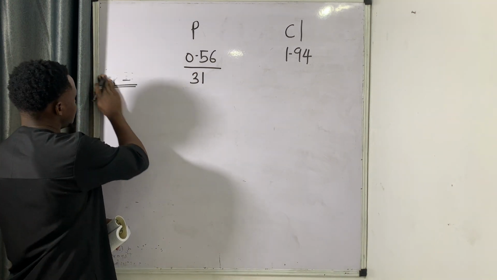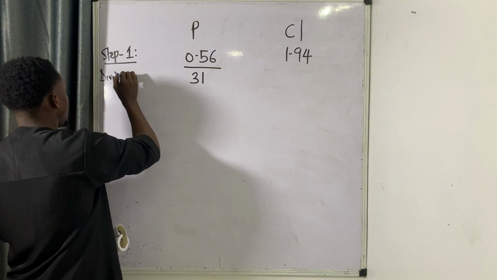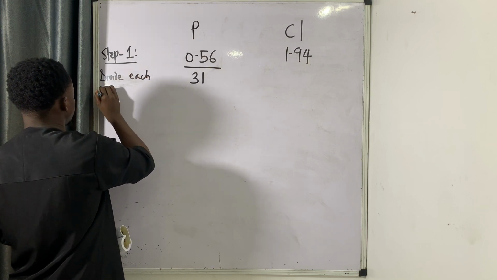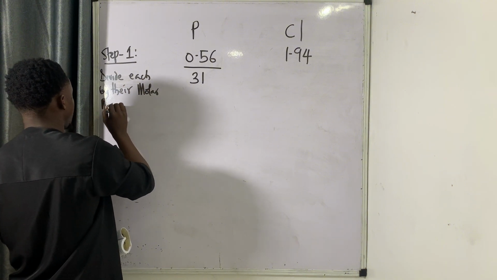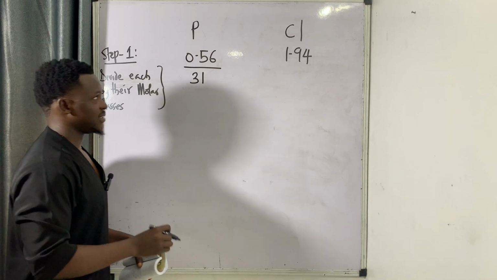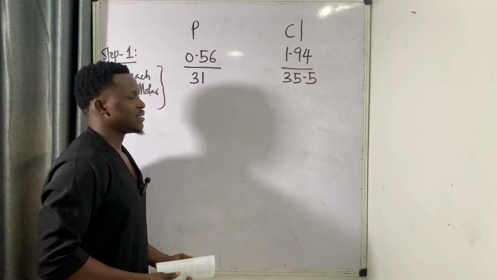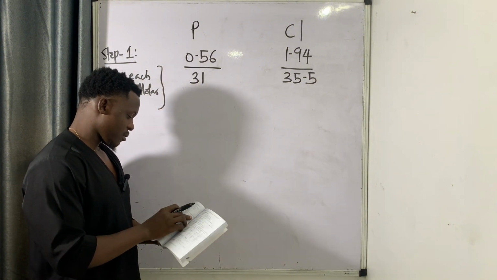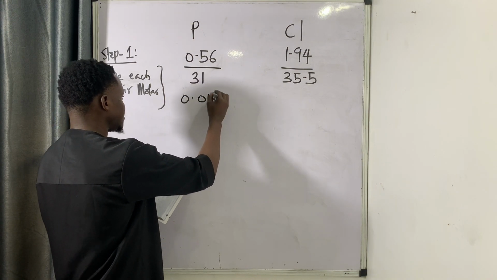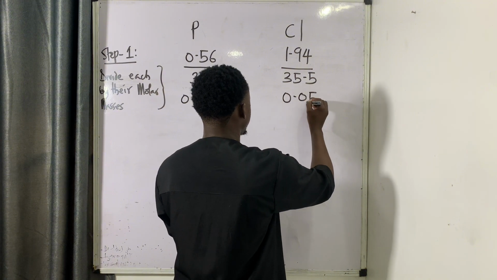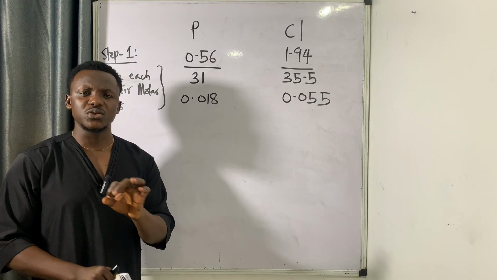Okay, step one is, let's say, step one, divide each by their molar masses. So this becomes 35.5. So if you divide this, we're going to have 0.018. We're going to have 0.055.